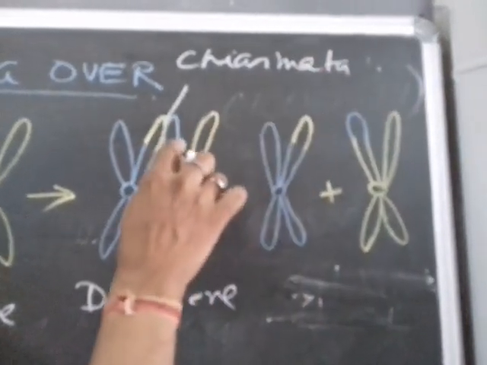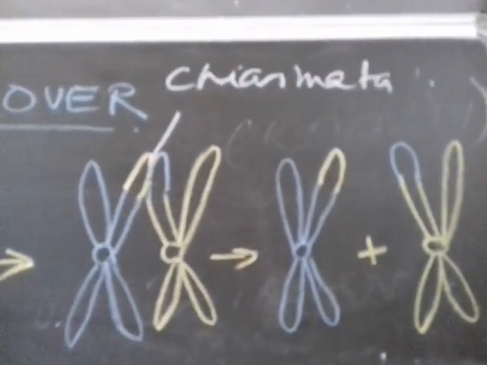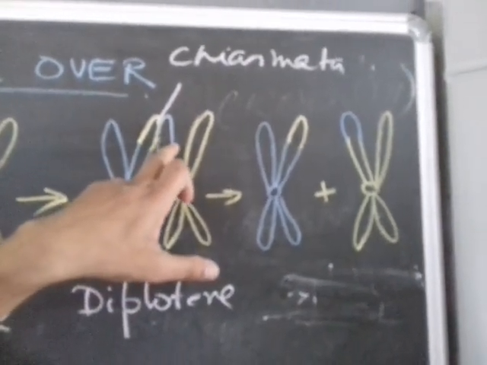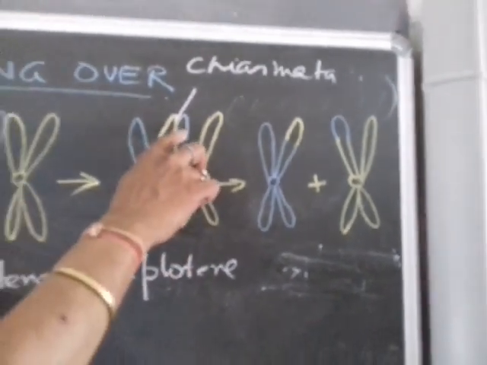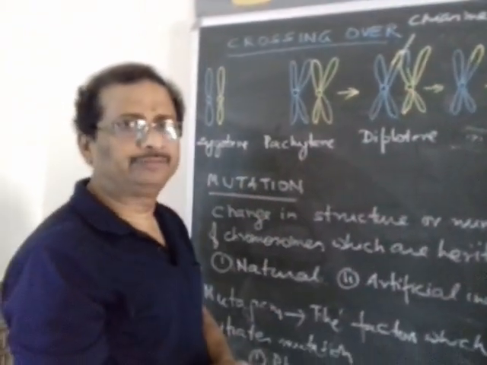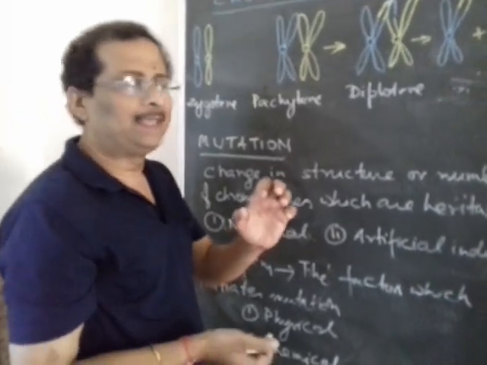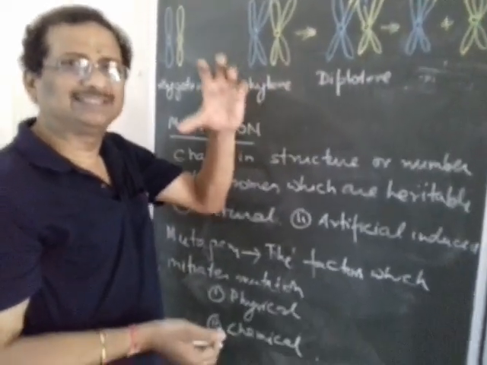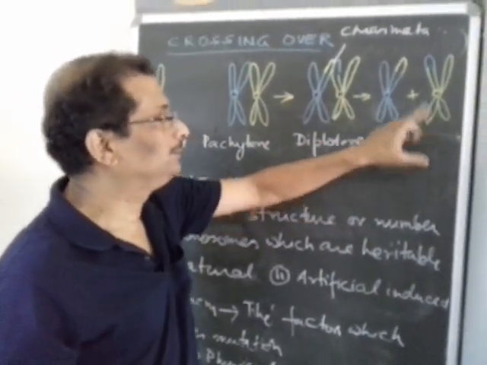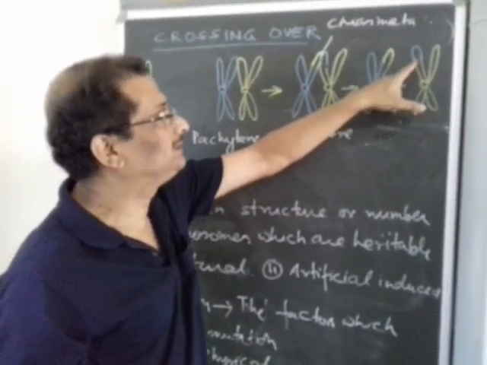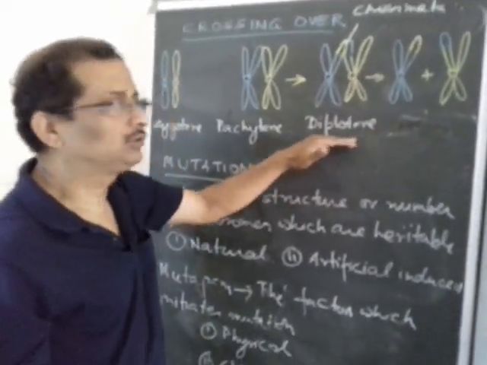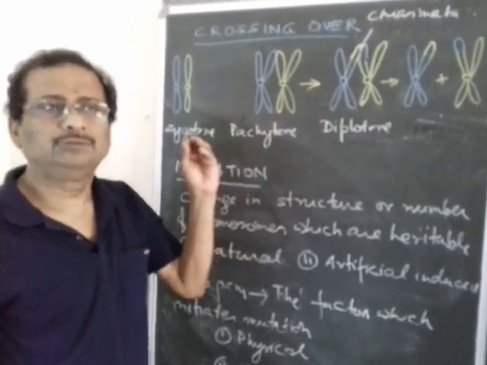Now in this chiasmata, there is a genetic material exchange. You can see the purple part has crossed this side and the yellow has come to this side. So exchange of genes takes place. Now these genes are all bearers of similar characters. That means they exchange the genetic material of the same character. Now when they separate at the end of prophase 1, you can see that some of the genes have been exchanged. This is what we call crossing over.